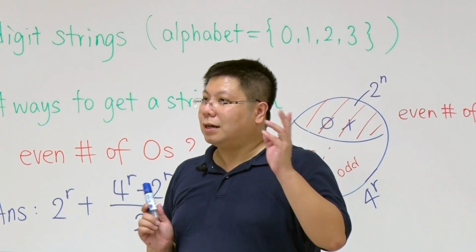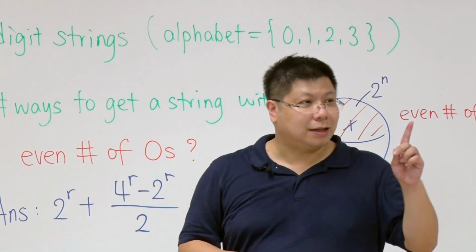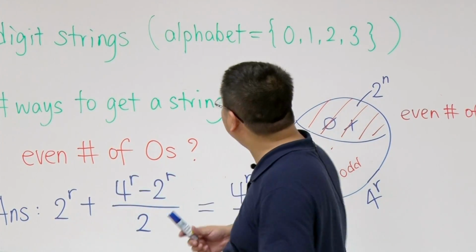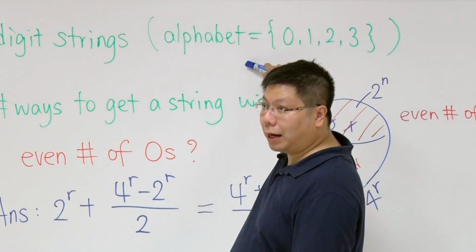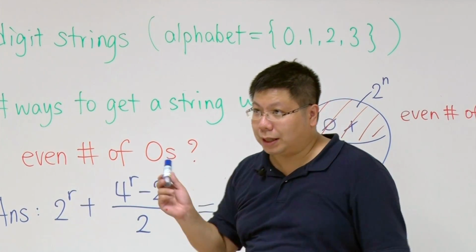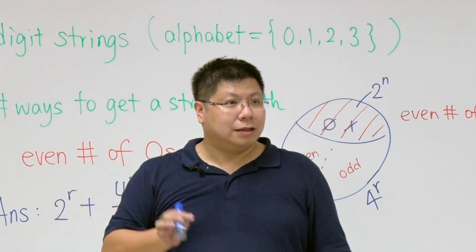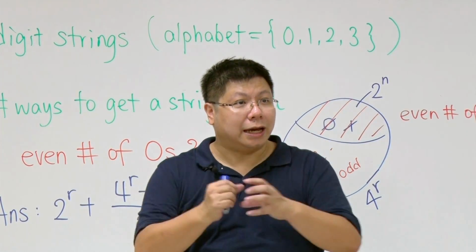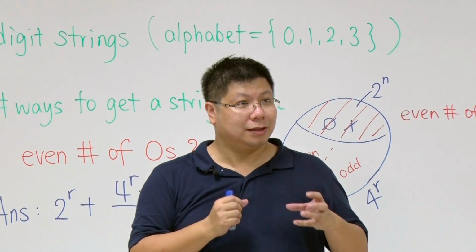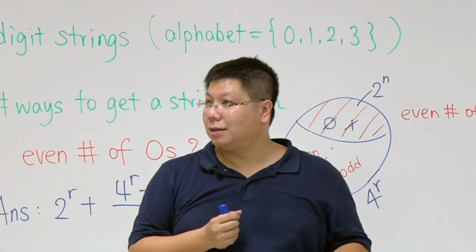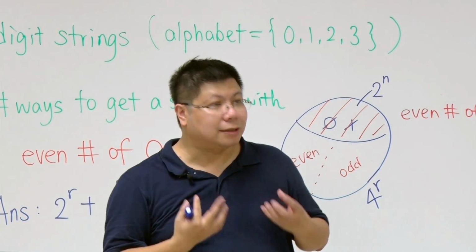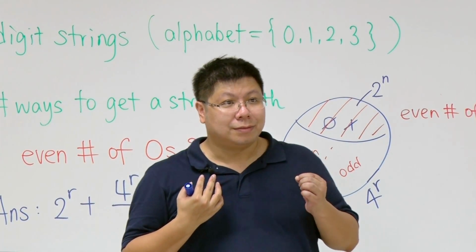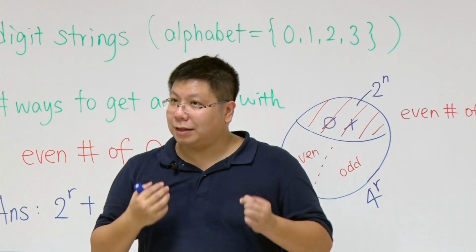So for instance, this is last year's homework. Let's say today I want to have an r-digit string made up of 0, 1, 2, 3, such that the number of zeros and the number of ones together is even. So how many strings are there? Is that okay? So you understand my problem? Let's study this problem next time.